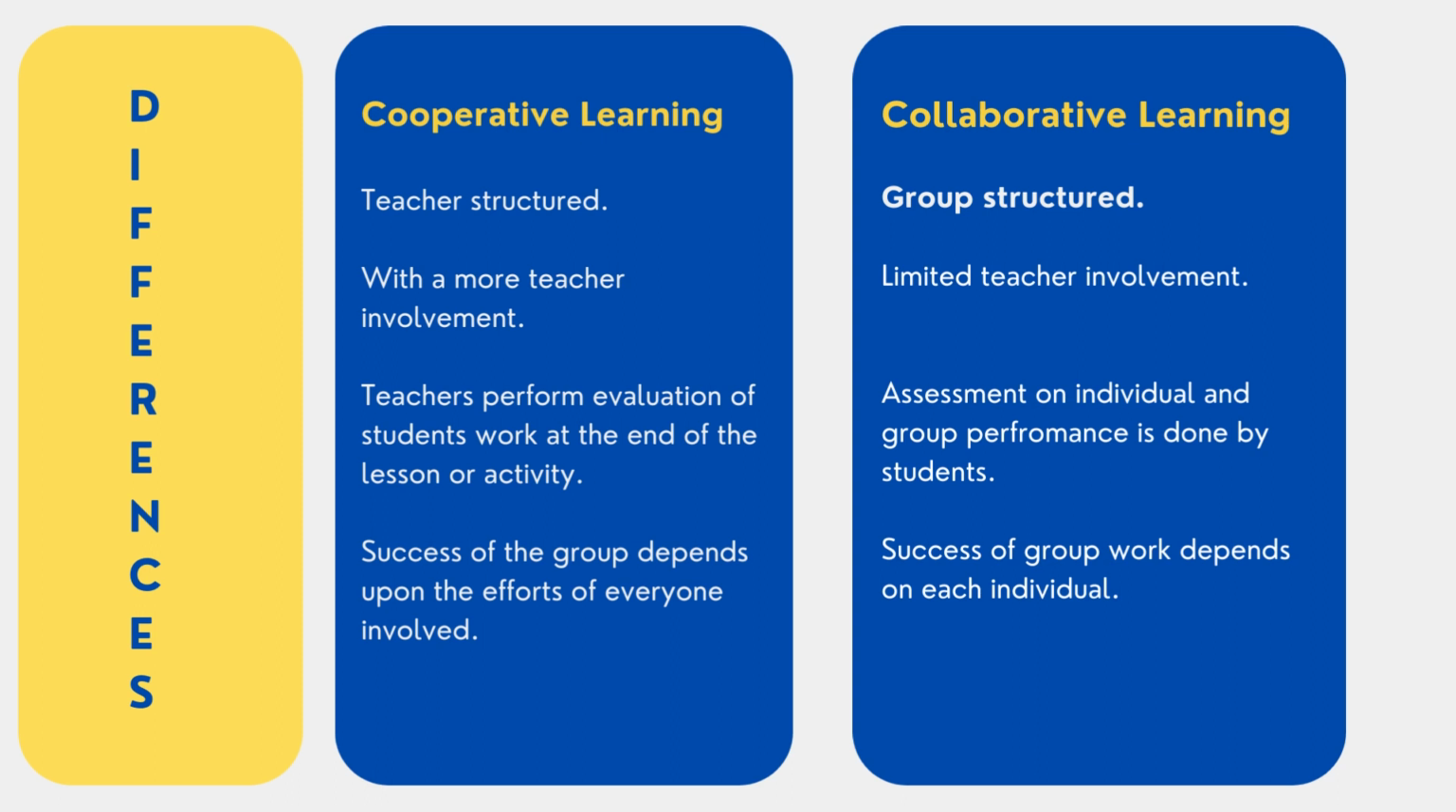In cooperative learning, on the other hand, roles and responsibilities are clearly defined but are open for negotiation. In contrast to collaborative learning, a cooperative learning structure takes the following form. Activities are structured with each student assigned a specific role, which we call teacher structure. Teachers supply information to students to read and analyze or let pupils know where this information can be found. Teachers observe, listen, and intervene where necessary. Teachers perform evaluation of students' work at the end of the lesson or activity. Success of the group depends upon the efforts of everyone involved in the team.